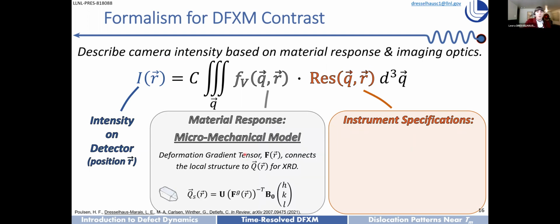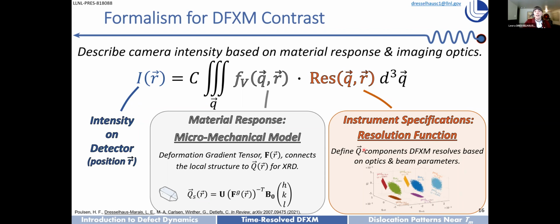So, we modeled the material's response with a micromechanical model using the deformation gradient tensor to describe the local deformation content at each point in our lattice, based on how that defect spatially emanates. And then we look to the instrumental specifications and we define that using a classical instrumental resolution function, which ignores the diffraction condition and just defines for us the Q components that DFXM should be able to measure if everything was in the Bragg condition, based only on the optical setup that's present.